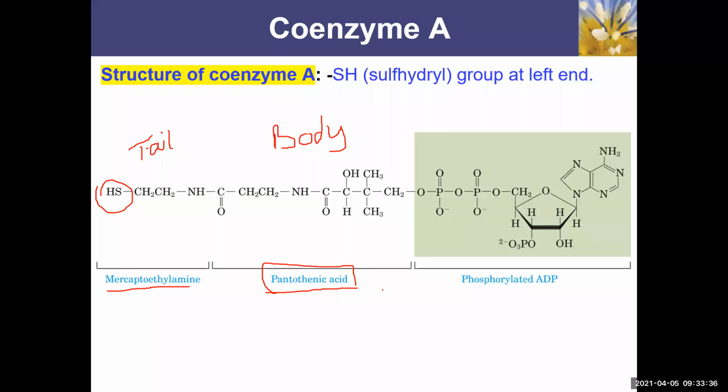And then it has the head part, which is a phosphorylated ADP, a nucleotide, simply a sugar, phosphate, and the base. Sugar, phosphate, and the base. That is all you need to remember about coenzyme A. In the structure, remember it has a head, so this is its head. And remember the tail is important here for coenzyme A.